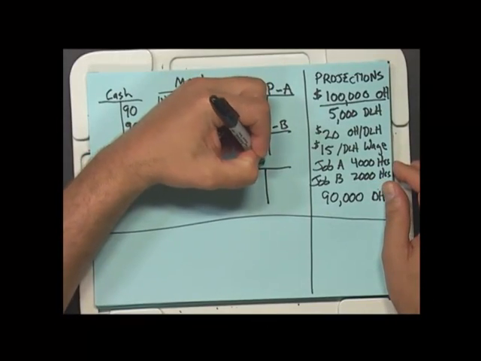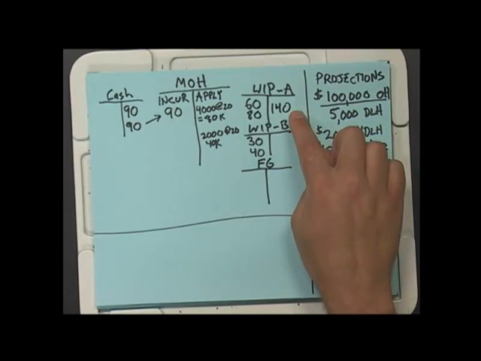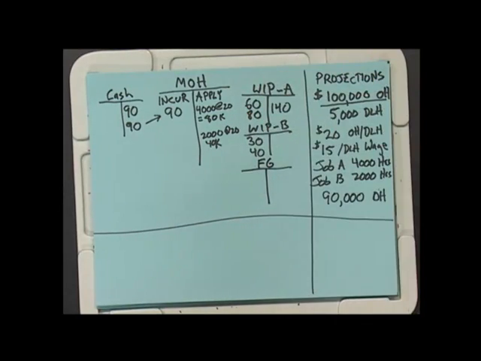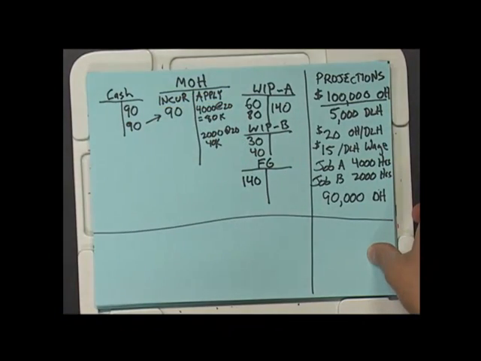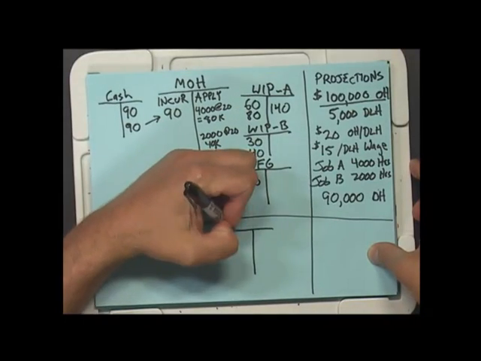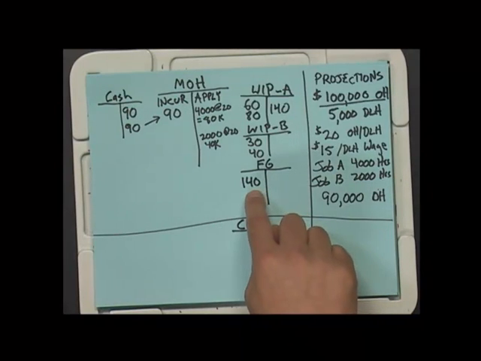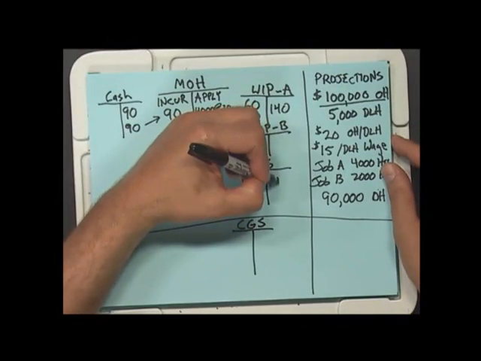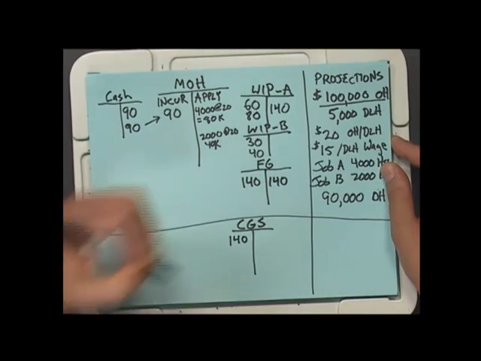So we're going to create a finished goods account, and we're going to take the $140,000 that was in the job A account. We're going to zero that out because it's not in process anymore, and we're going to put it into finished goods. And since we sold this job, we're going to take this 140 out here, and let's put it in cost of goods sold.